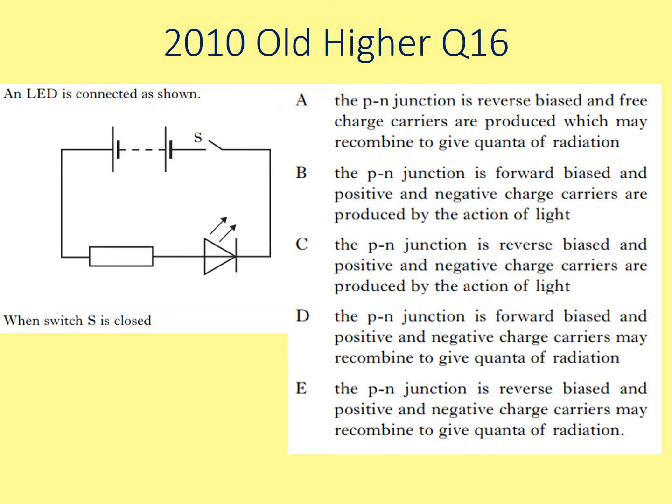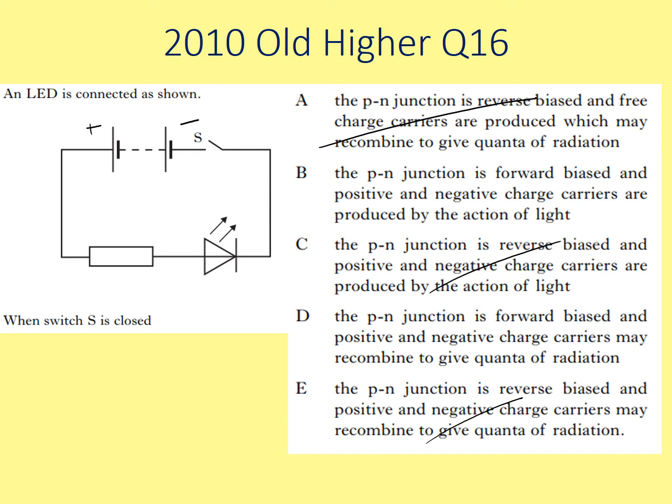2010 Old Higher Question 16. An LED is connected as shown. When switch S is closed, which statement is correct? A. The p-n junction is reverse biased and free charge carriers are produced, which may recombine to give quanta of radiation. Well, that is incorrect, because we can see that this LED is forward biased. We have a negative terminal here, a positive terminal. The negative part of the LED is connected to the negative terminal, therefore it's forward biased. So this one's also incorrect, and this one's also incorrect. So we're between B and D.